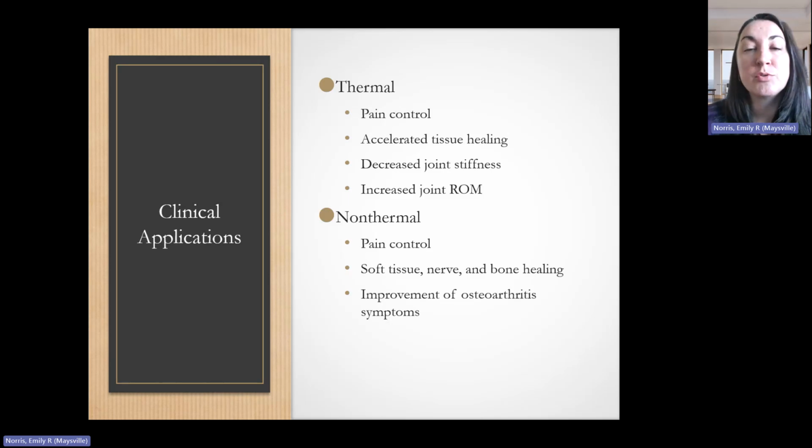Clinical application. So you'll use thermal diathermy if your goal is for pain control, to increase tissue healing, for joint stiffness, or to increase range of motion. You can use the non-thermal also for pain control and also for tissue healing, but also for the tissues like nerve and soft tissue and bone healing, especially if inflammation is a factor, if it's an acute injury. And then it can also improve osteoarthritis symptoms.